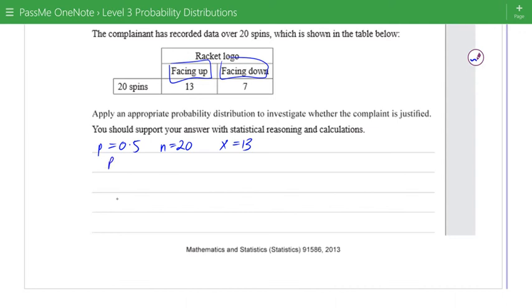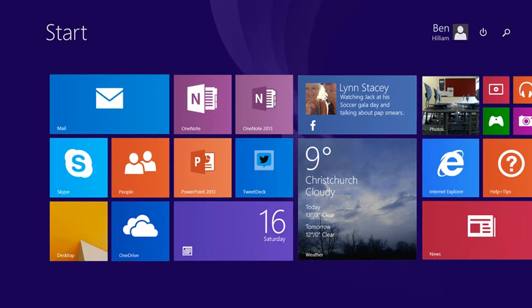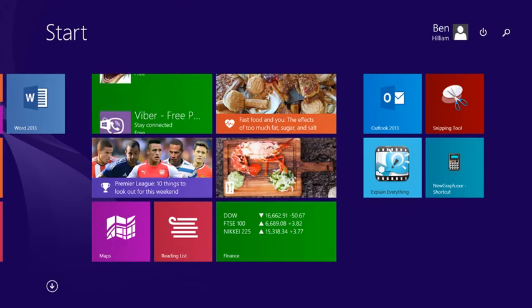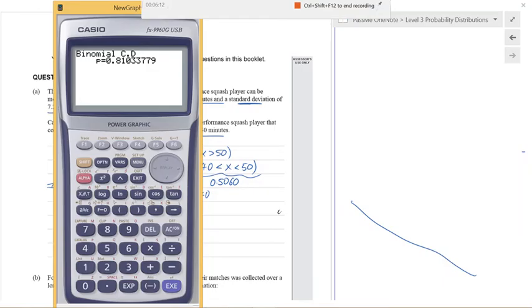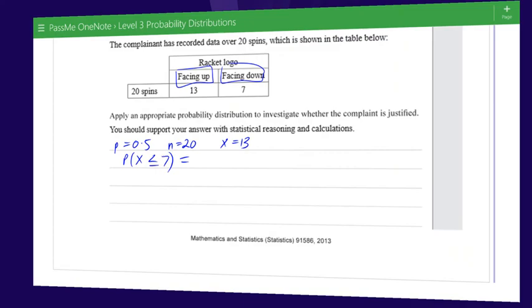Let's look at the probability that x is bigger than or equal to 13. Well, what might be easier in that case is to say less than or equal to 7. Okay, so let's put that into our calculator using binomial CDF. So we'll get the calculator back up. Okay, so this time our x value is going to be 7. Number of trials is still 20, but our probability is 0.5. There's our probability, 0.1316.